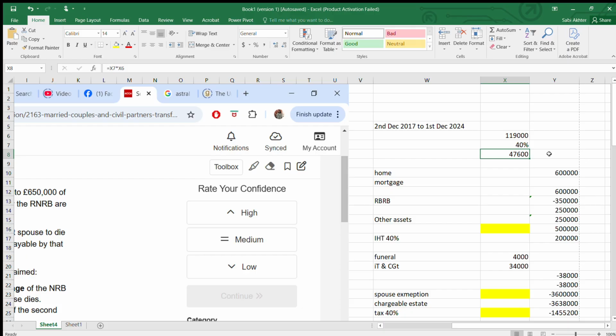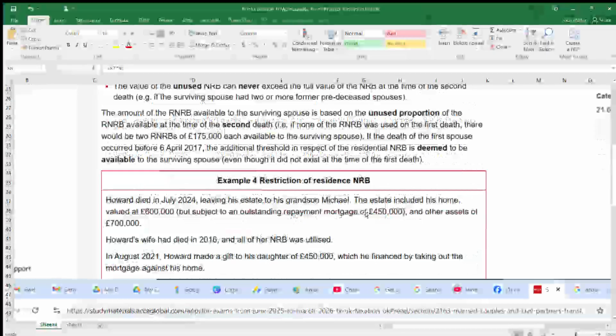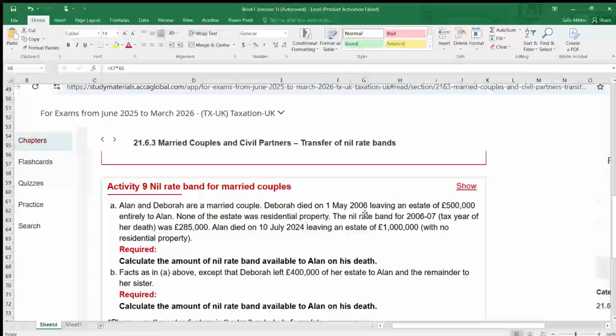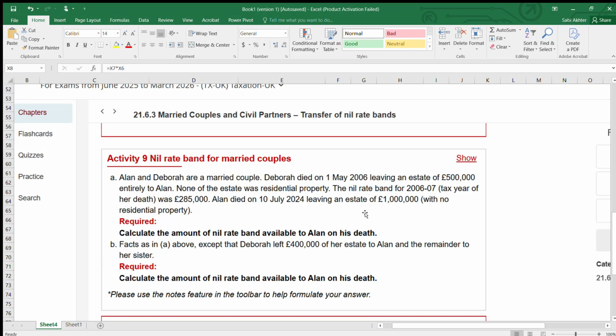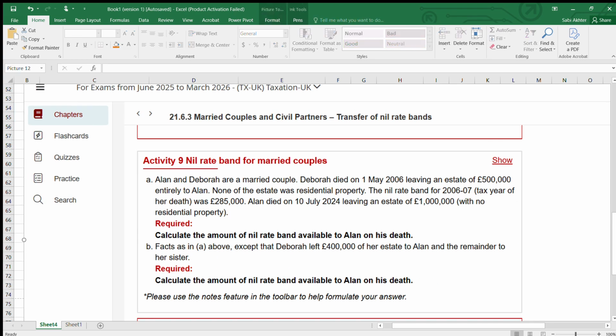Now we'll be moving on to activity 9. So with that we have finished example 4. Now we'll be moving to activity 9, the nil rate band for married couples. Here you have to calculate the nil rate band available to Alan on his death.